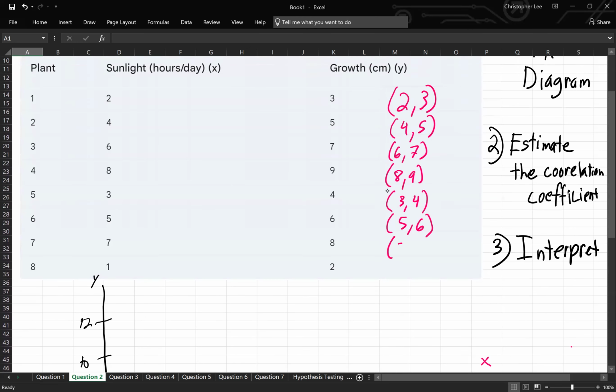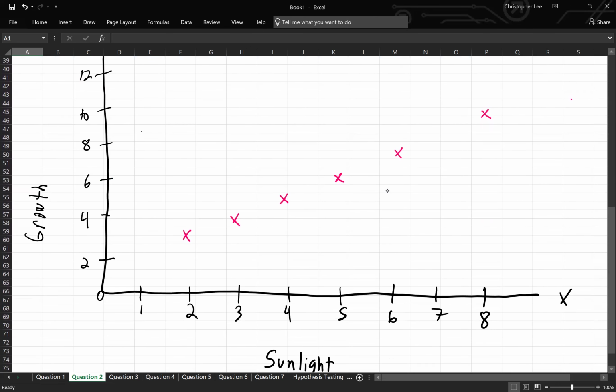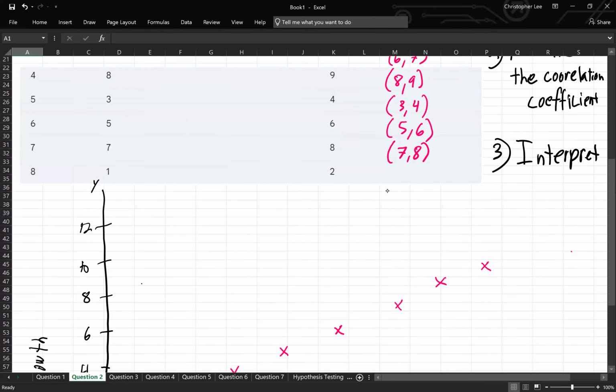Next, I have 7, 8. And I hope this is starting to get boring to y'all because y'all are so smart and y'all gonna get 100 on this. I hope that happens.